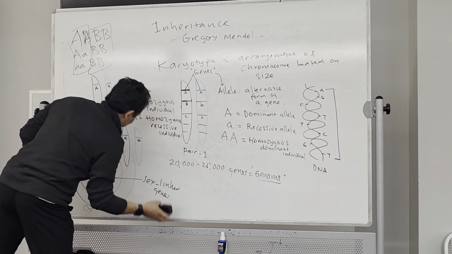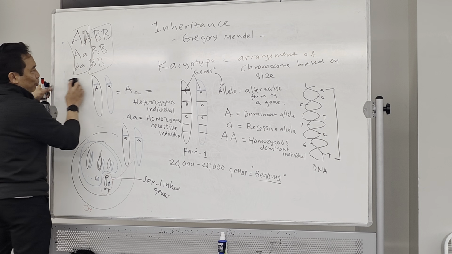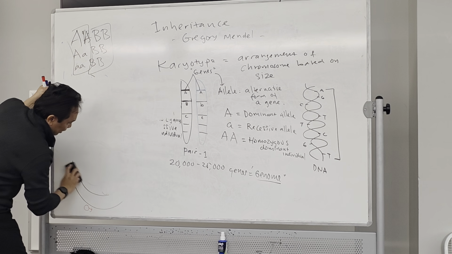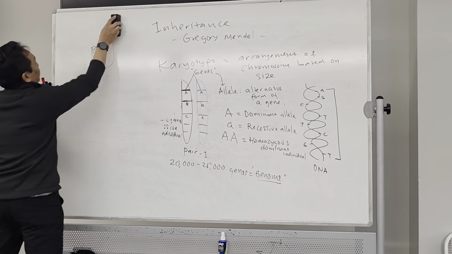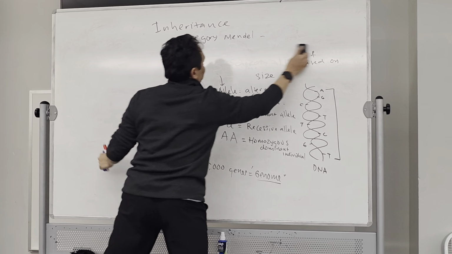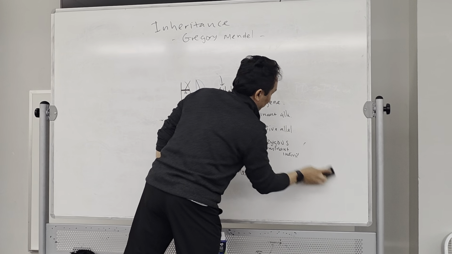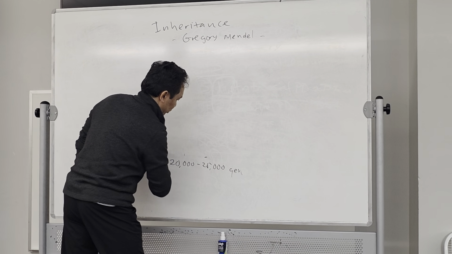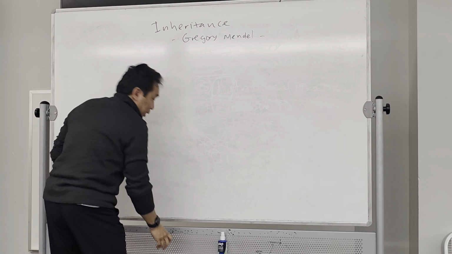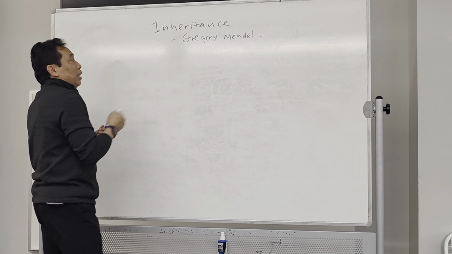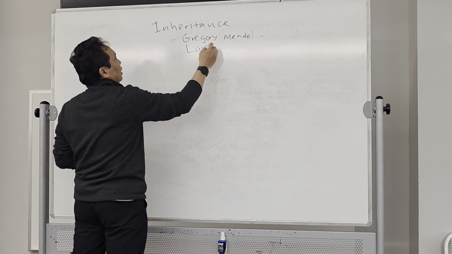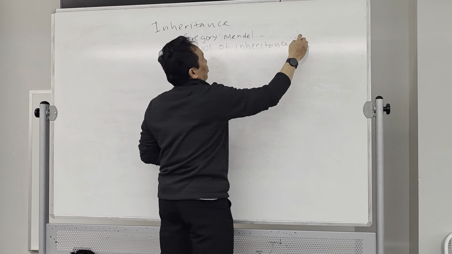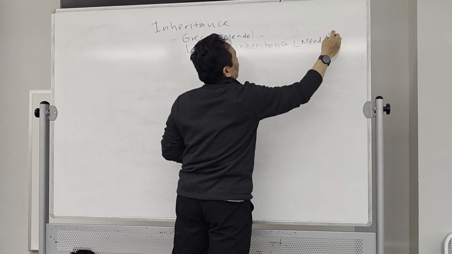Okay, now we're going to try to apply this information to inheritance. So to understand our inheritance, we're going to learn the laws of inheritance. They're called Mendel's laws.